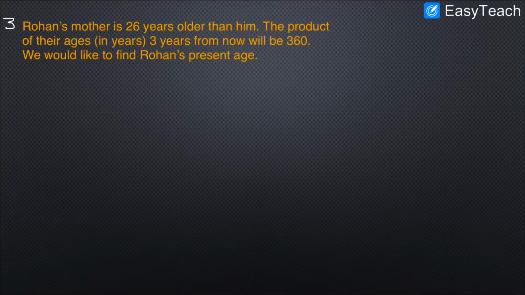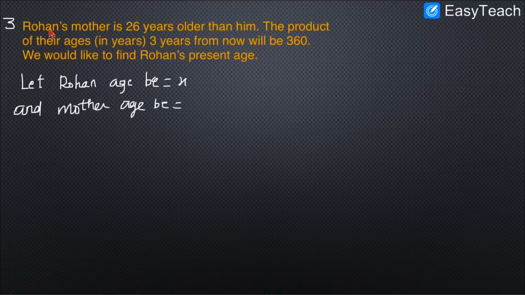So this is the third problem. Rohan's mother is 26 years older than him. The product of their ages in years 3 years from now will be 360. We would like to find Rohan's present age. Let Rohan's age be x, because Rohan's age is smaller than his mother's. Since the hint is given that Rohan's mother is 26 years older than him, she must be x plus 26.